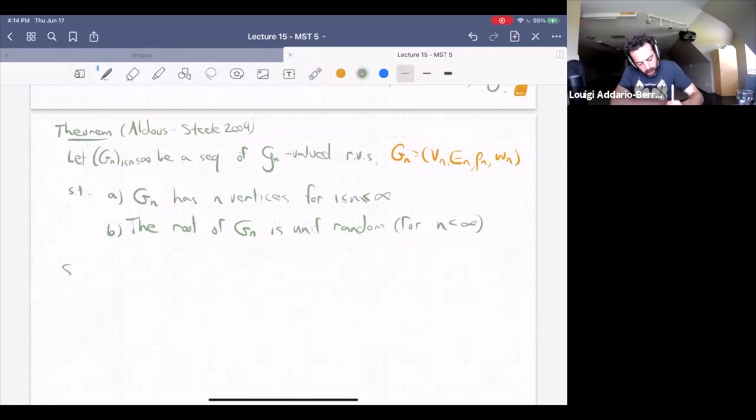Okay, so now let's suppose that almost surely there are no ties between edge weights in the limit. So no two edges of G_infinity have the same weight.